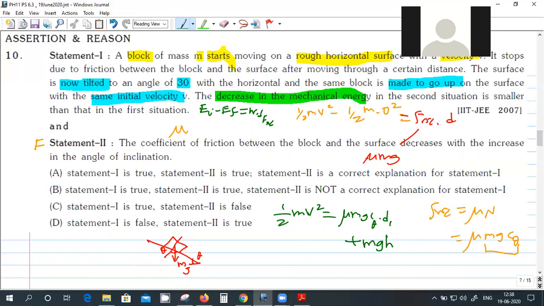In the first case, work done against friction is half mv square. In the second case, it is half mv square minus mgh. Work done against friction in the second case is less by this much amount. So it is smaller.